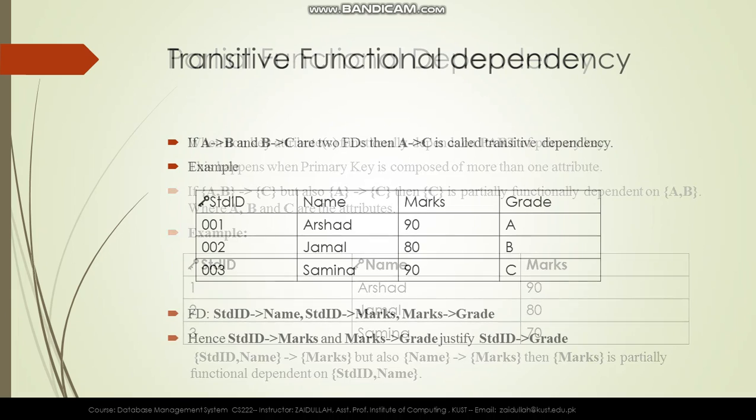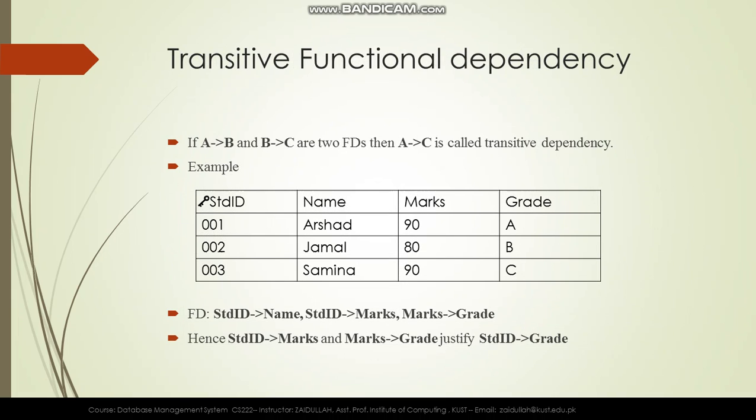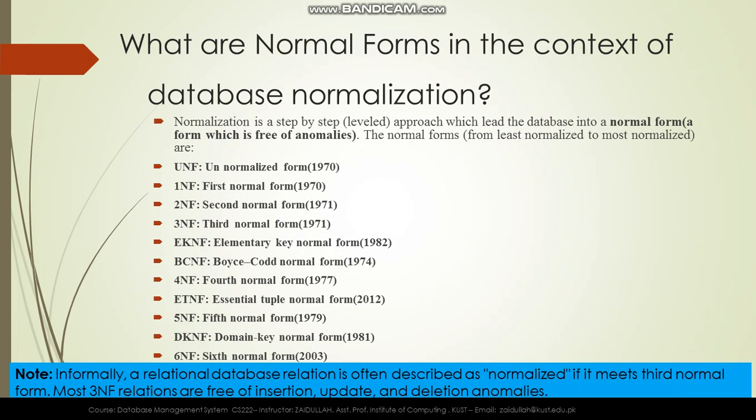Transitive functional dependency means that when a non-key attribute depends on another non-key attribute, this is termed transitive functional dependency. Similar to partial functional dependency, it should also be removed from the database to make it normalized.